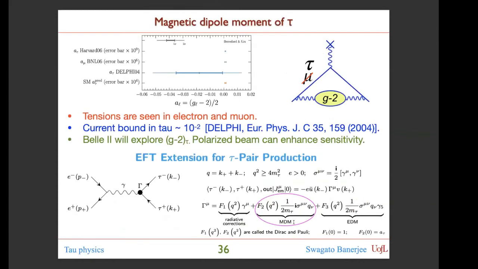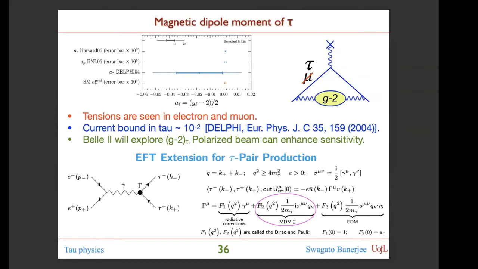Next, I will discuss the magnetic dipole moment. The summary of the measurements of the magnetic dipole moments of the electron, muon, and the tau are shown here. The standard model prediction is quite small, of the order of 10 to the power minus 4. Since the tension has already been seen in the g minus 2 of the mu, it becomes exciting to search for the g minus 2 in the tau.